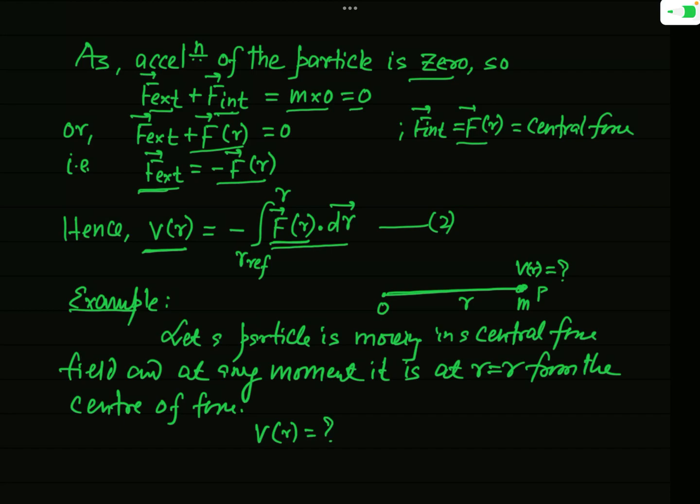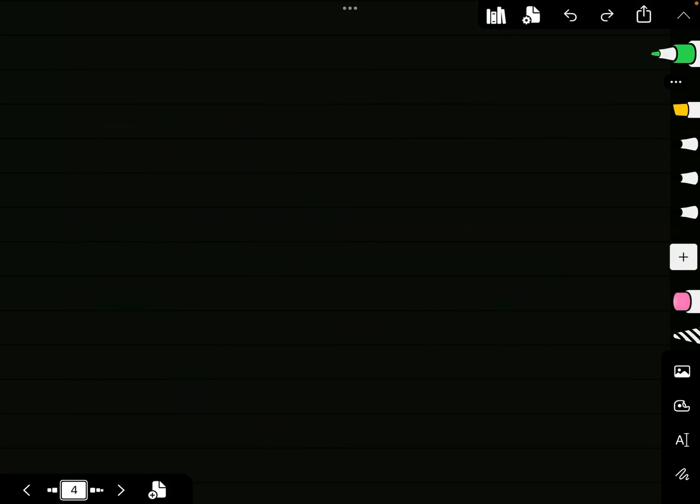In fact, for finding the value of V of R, definitely we have to know the central force which is acting on this particle. So, for example, let us consider our particle is moving in a force field which obeys inverse square law. For example, gravitational force, electrostatic force. And in such a field, this particle is moving. Let us consider this F of R, it means the force acting on the particle, is given by K over R square R hat.